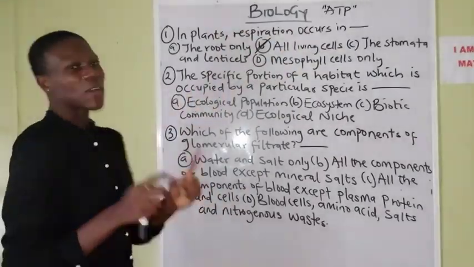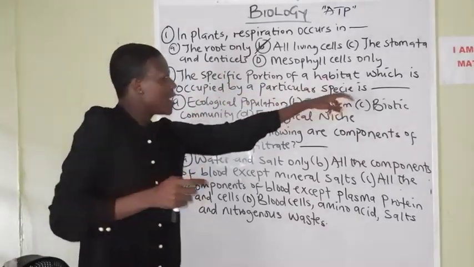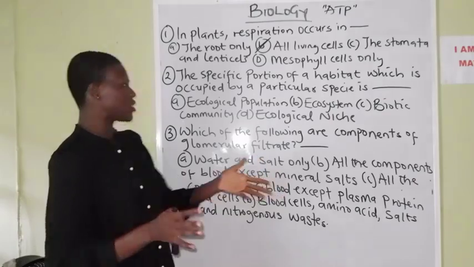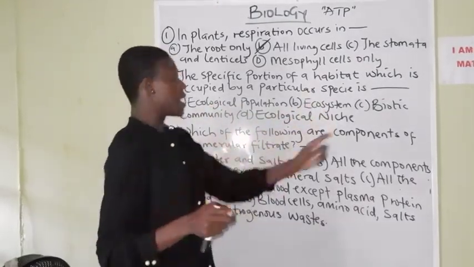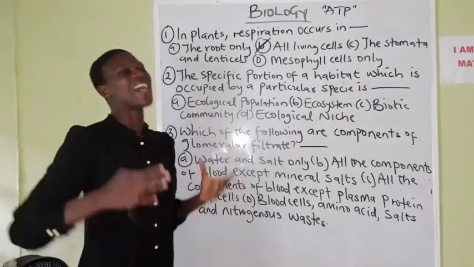Take note. The second question says, the specific portion of a habitat which is occupied by a particular species is dash: A, ecological population; B, ecosystem; C, biotic community; D, ecological niche. Now what is the answer? How do you approach this question?